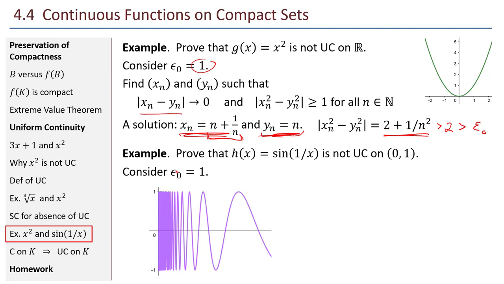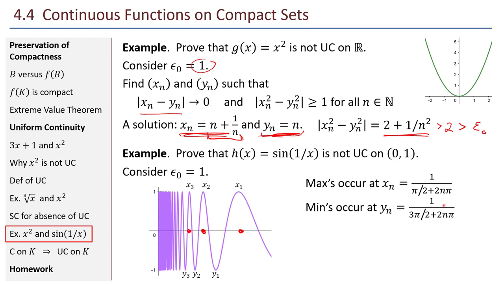Again, let's just make epsilon naught equal to 1. We can modify it later if we need to. The maximums of this function occur at 1 over these values when regular sine achieves its maximum. So x1 is right there, x2 is that point on the x-axis, x3, and so on. The mins of this function occur at these particular values. So there's a y1 and a y2 and a y3.